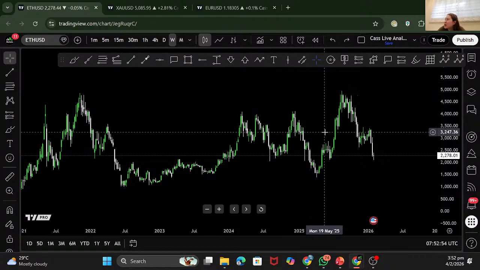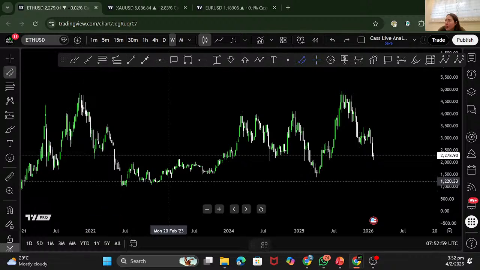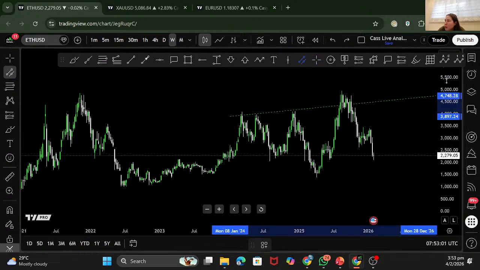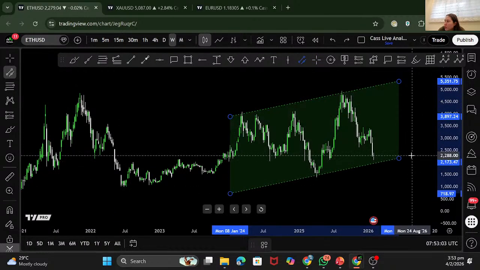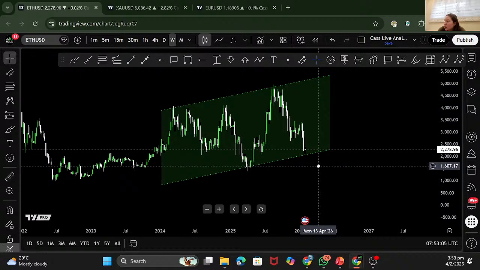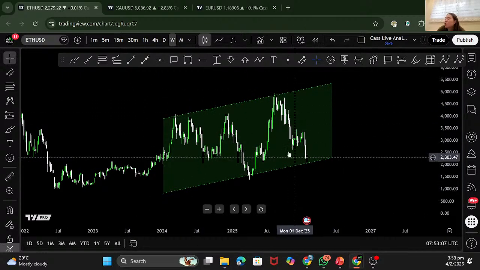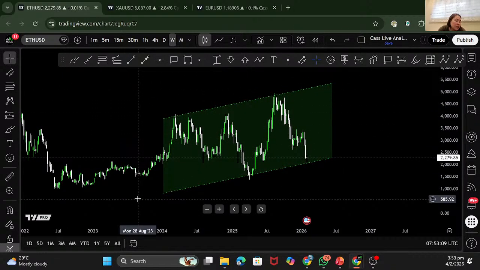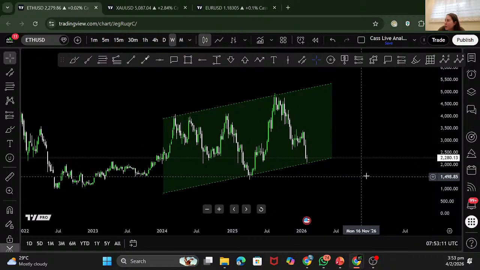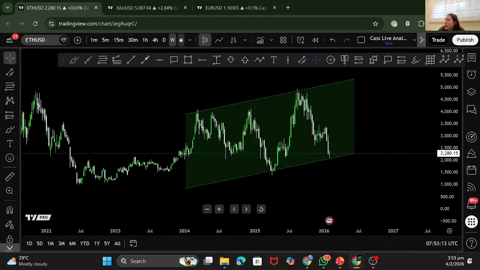I mean, I still think Ethereum is on an uptrend because, first of all, I've done my technical Elliott wave analysis on it, and it should still be on an uptrend. It's just that it's probably pulling back right now. On the weekly, you can see it.